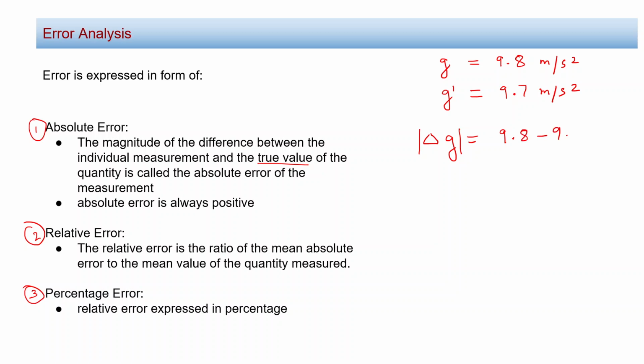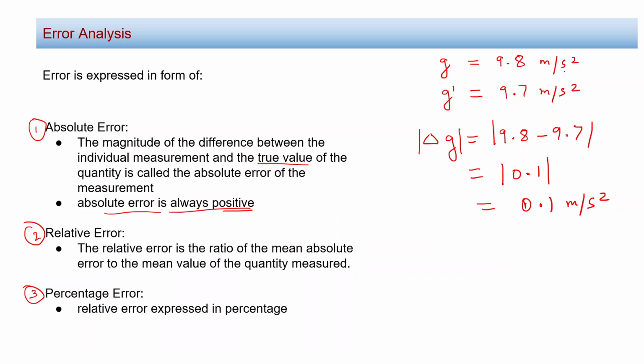9.8 minus 9.7, and we'll take mod of this, means it will be 0.1. So the absolute error will be 0.1 meters per second square, and as mentioned, this absolute error is always positive because we take mod of this difference. So this is one way of representing the error, because we can compare what we have measured and what is well known true value.